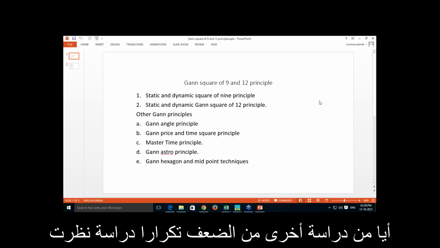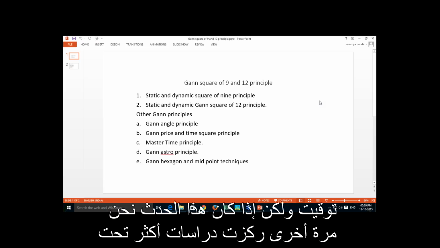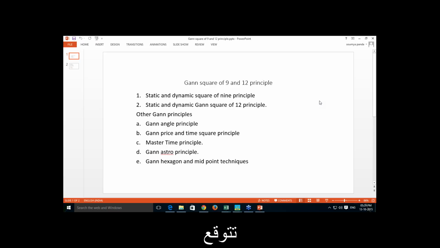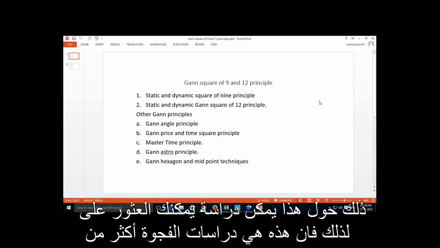None of the studies other than WD Gann's study has considered time as a very important component, and most of the complex Gann studies have focused more on the timing part. If we are expecting this event, at what duration, what is the probable time we should get this particular event. So these are the studies of Gann.